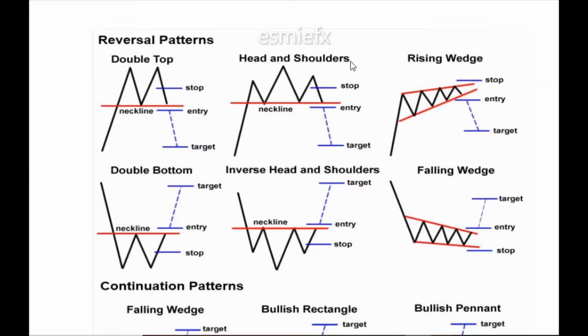This is head and shoulders. This is another type of consolidation. Rising wedge, you can go into consolidation this way. Double bottom is the opposite of double top. Inverse head and shoulders, this is another type of consolidation. Falling wedge.